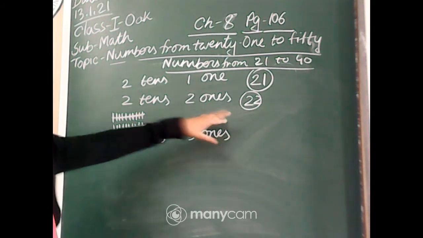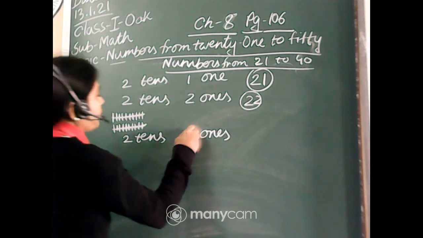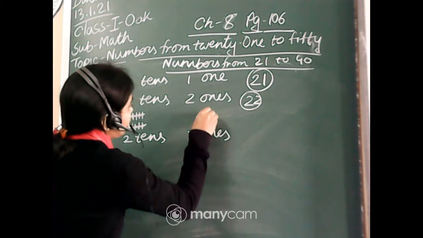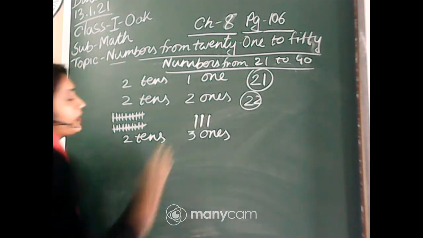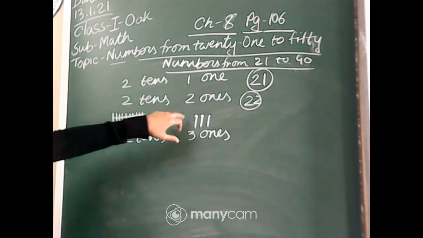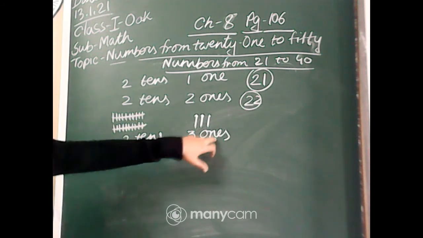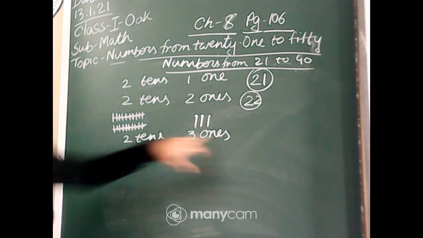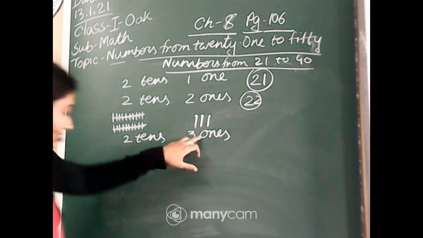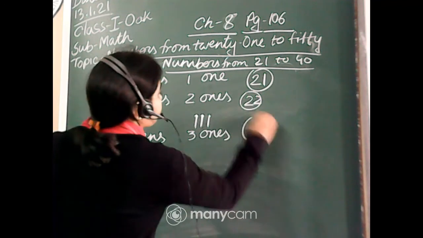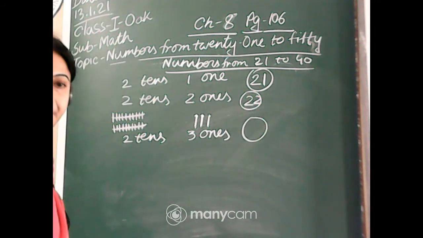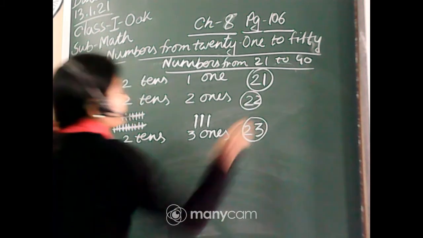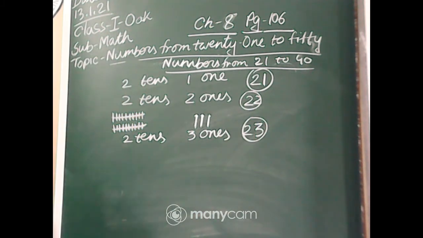So you all please follow me and solve in your book. 3 ones: 1, 2, 3. You have to draw 3 ones. That means 3 matchsticks you have to draw in the ones room. 2 tens and 3 ones. What is the number? 23. Yes, very good. 2 tens and 3 ones, the number is 23.